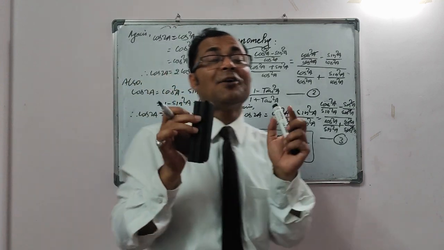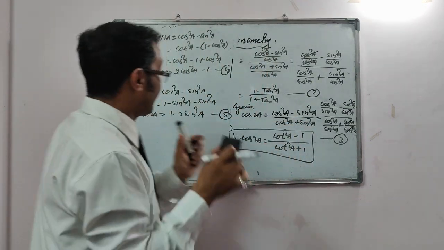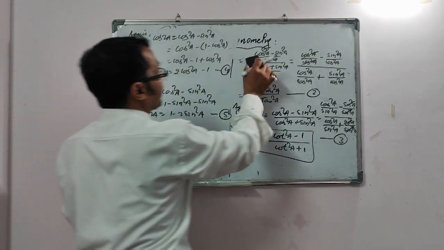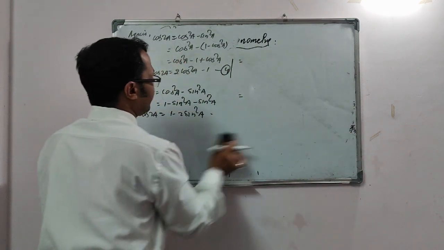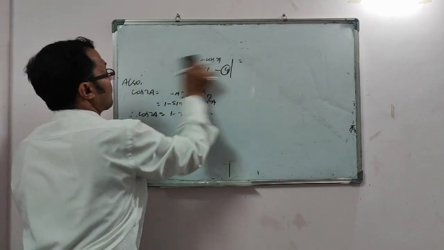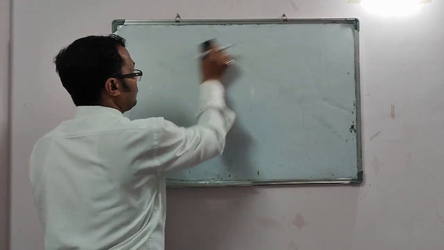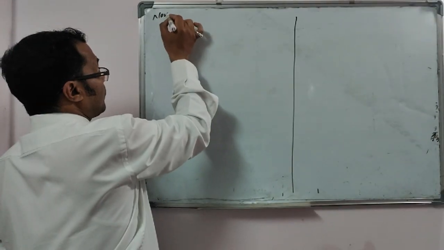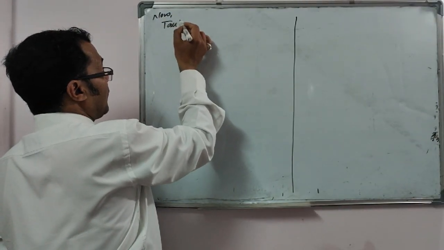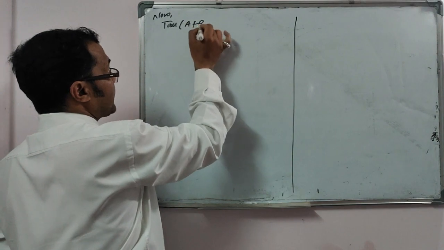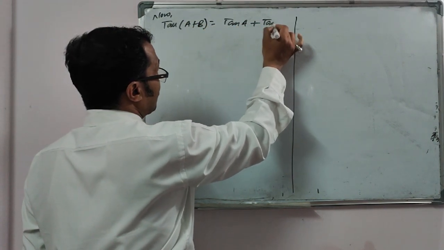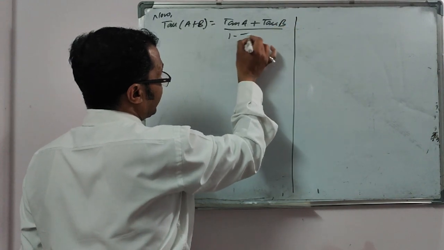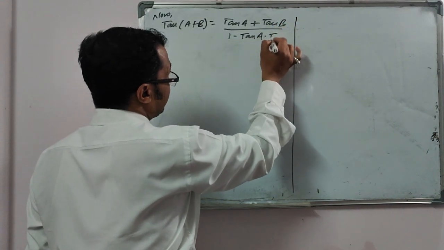Now let's see how to form the formula of tan 2A. It's almost similar. Now you might have got the concept. So I'm going to make the formula for tan 2A now. Just look here. I guess I forgot to tell you this formula, tan A plus B. The formula is tan A plus tan B upon 1 minus tan A tan B.